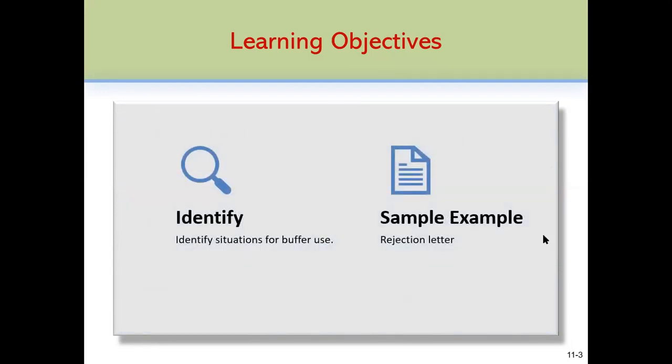Then in the end, we'll look at how we use buffers. I will talk about that. There are different types of buffers that we use. Buffer basically means that we try to create a good image in the beginning before we give out the negative news. And lastly, I'll give you a sample example.